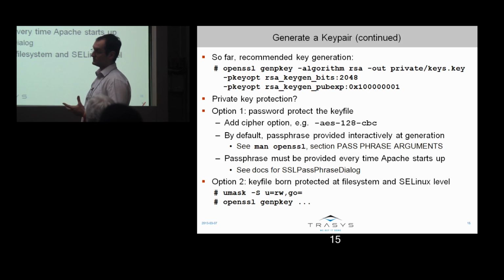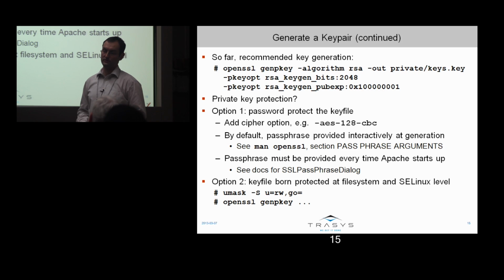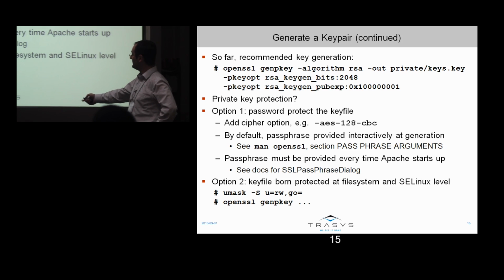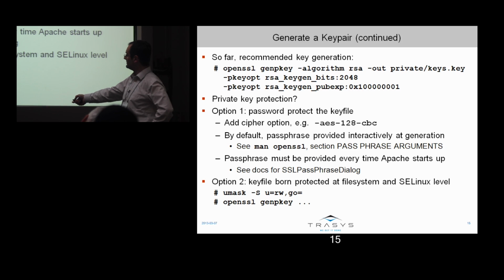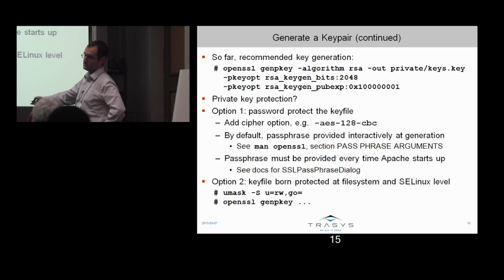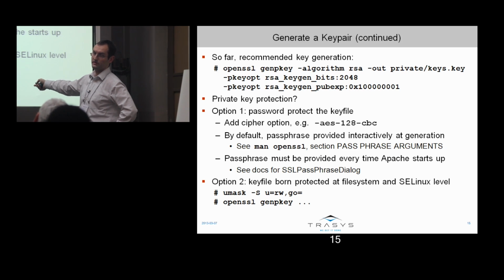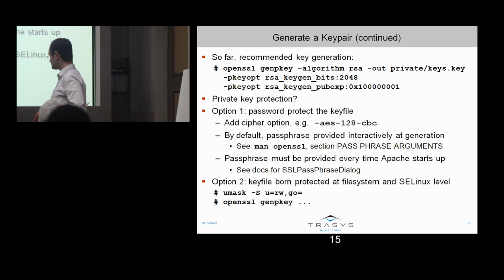There's another option which is a little bit more quick and dirty, and that is you don't protect the key, you just protect the file in which the key is and hope that your OS is hardened enough to prevent attackers from getting to it. And the second option is that before you generate the key pair, you set the mask for Unix permissions for all the files you generate from there on, so they allow reading and writing by the owner of the file and no permissions by any other principal on the system.